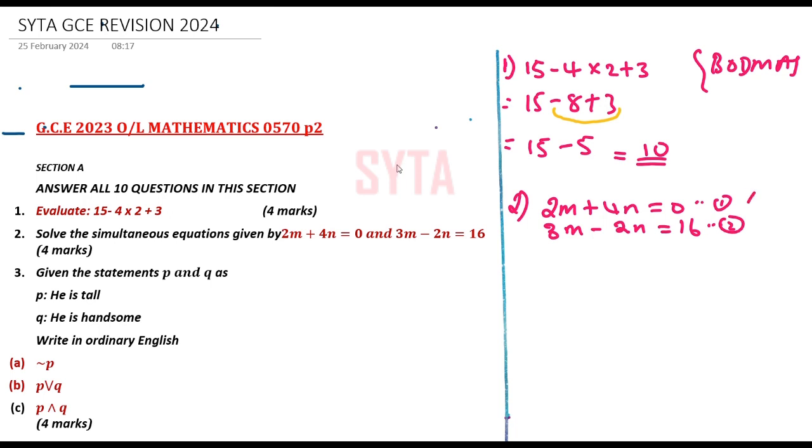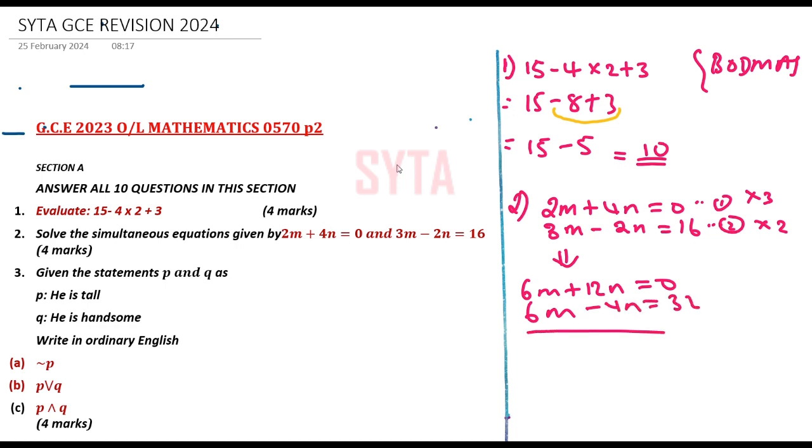So I'm going to do this times 3. I'm going to do this times 2. And so we are going to have 6m plus 12n equal to 0, and 6m minus 4n equal to 32. You see now that if we subtract, we are going to have 0 here. So we subtract 12 minus 4, then two negatives become positive. So we are going to have 12 plus 4, which is 16n, equal to 0 minus 32, which is negative 32. Dividing all through by 16 gives us n equal to negative 2.